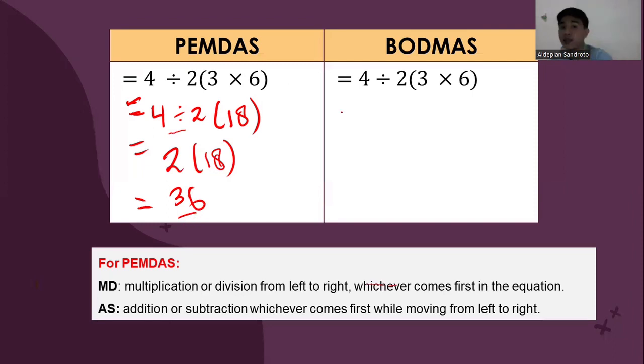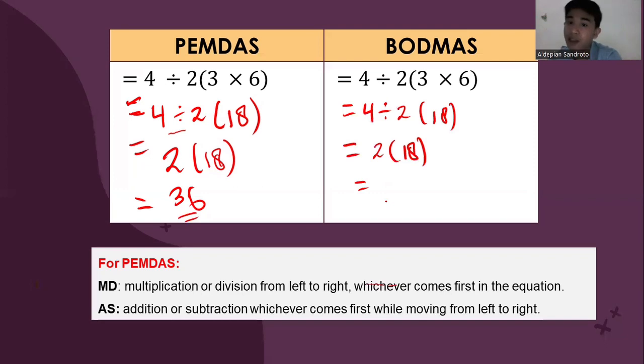Now, let's continue with the BODMAS rule. In BODMAS, we start by solving the number in the brackets. 3 times 6 equals 18. And then we follow with division. 4 divided by 2 equals 2. And then 2 times 18 equals 36. It will be the same.